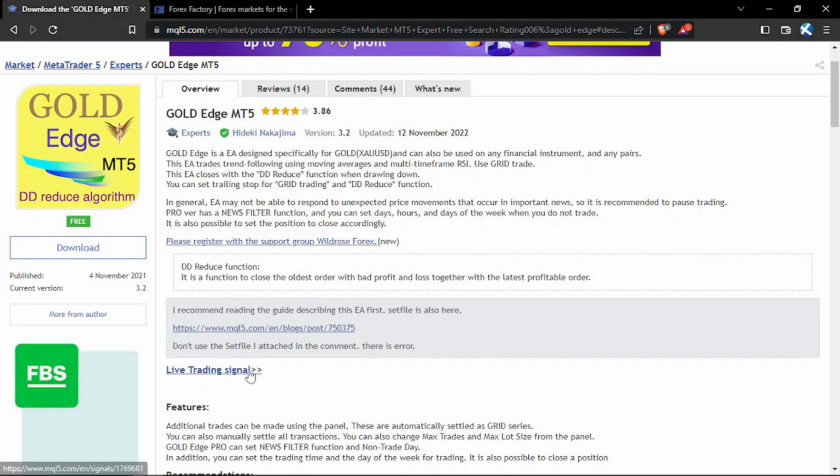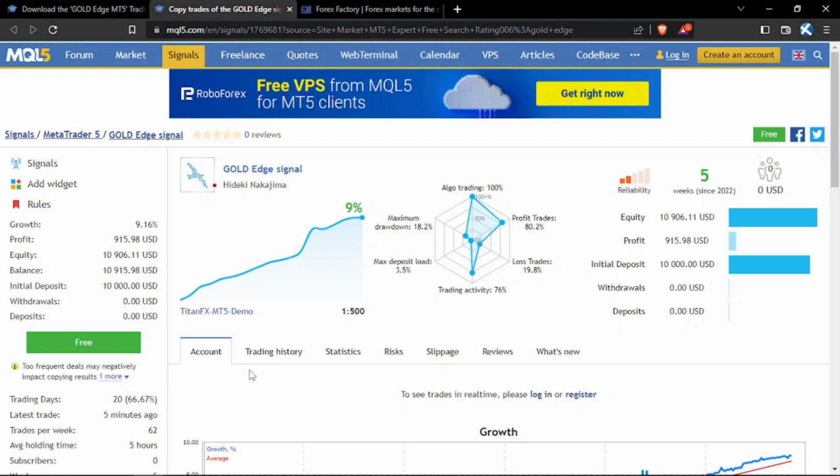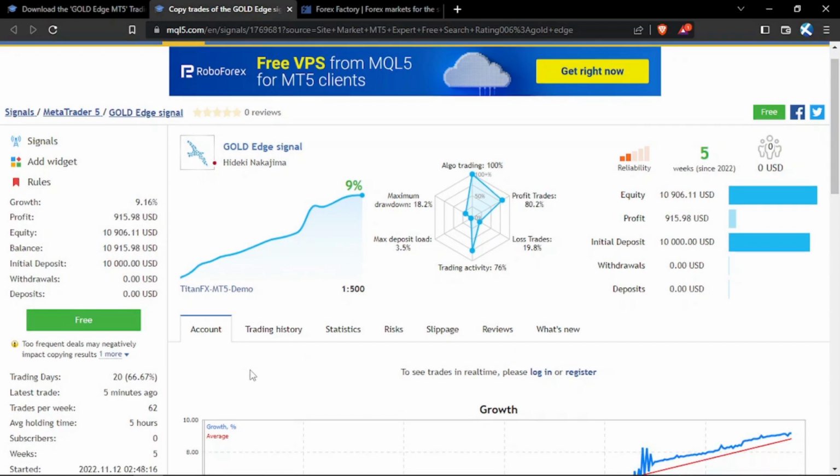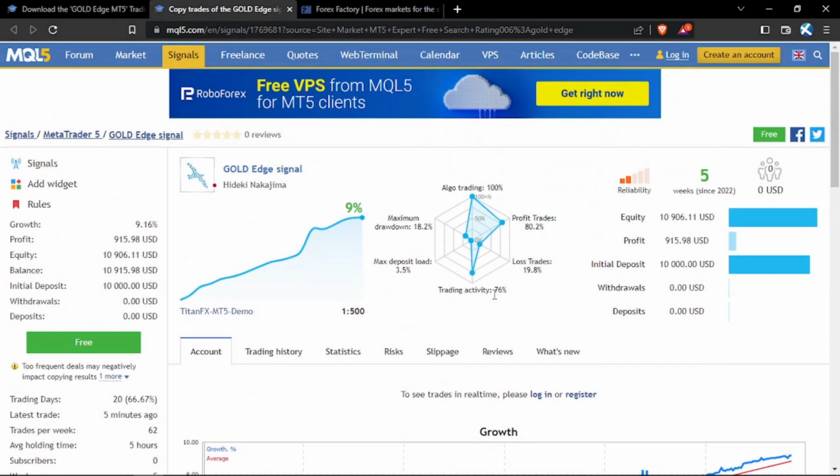The author has also published a free trading signal for the bot, so you can track its progress. In the past 5 weeks, it is up 9% or $915 in profit, with a 5.41% return in November and a 3.5% return so far in December. You'll see the maximum drawdown on the $10,000 account is 18.2%. So make sure if you are using a smaller trading balance to adjust your drawdown accordingly.